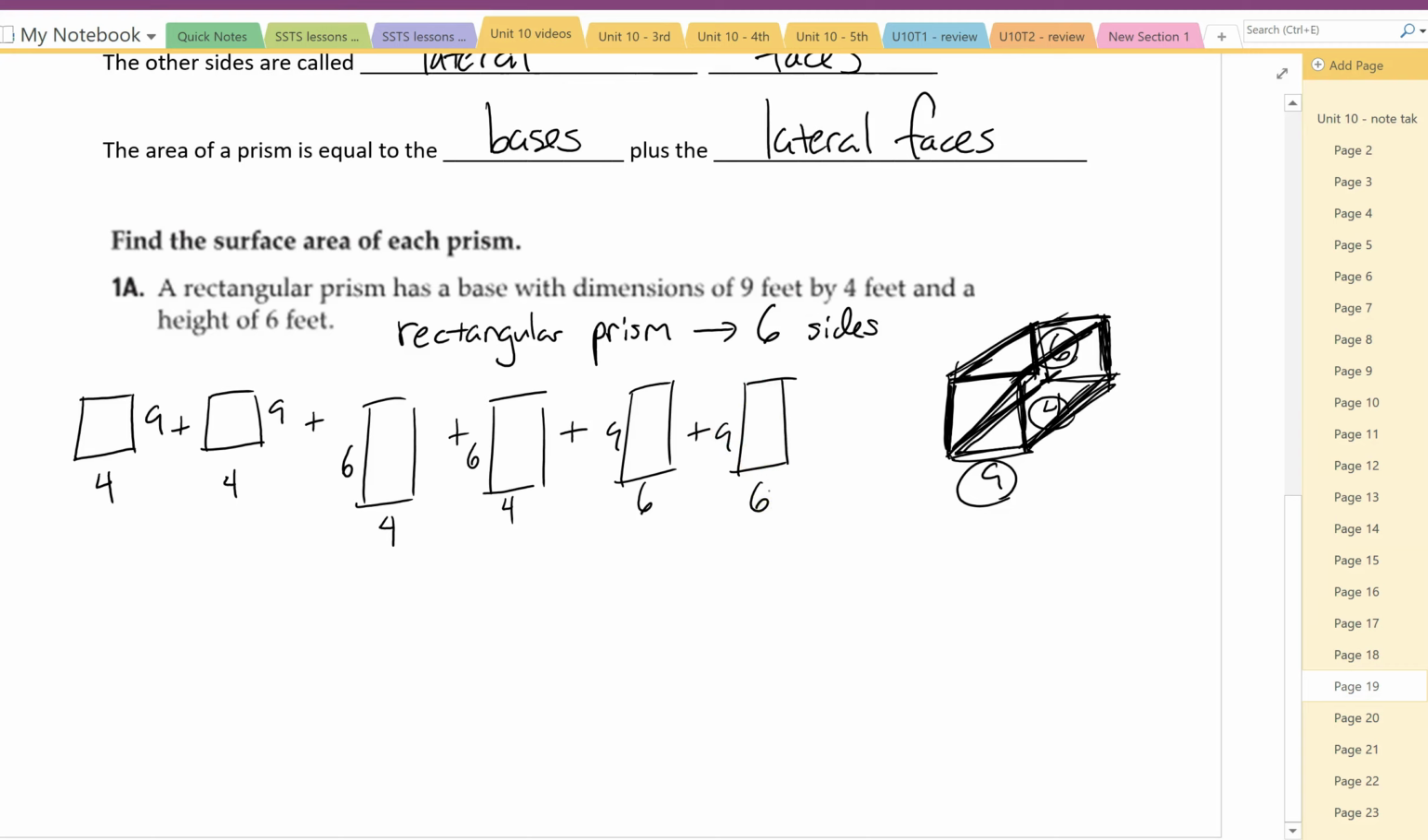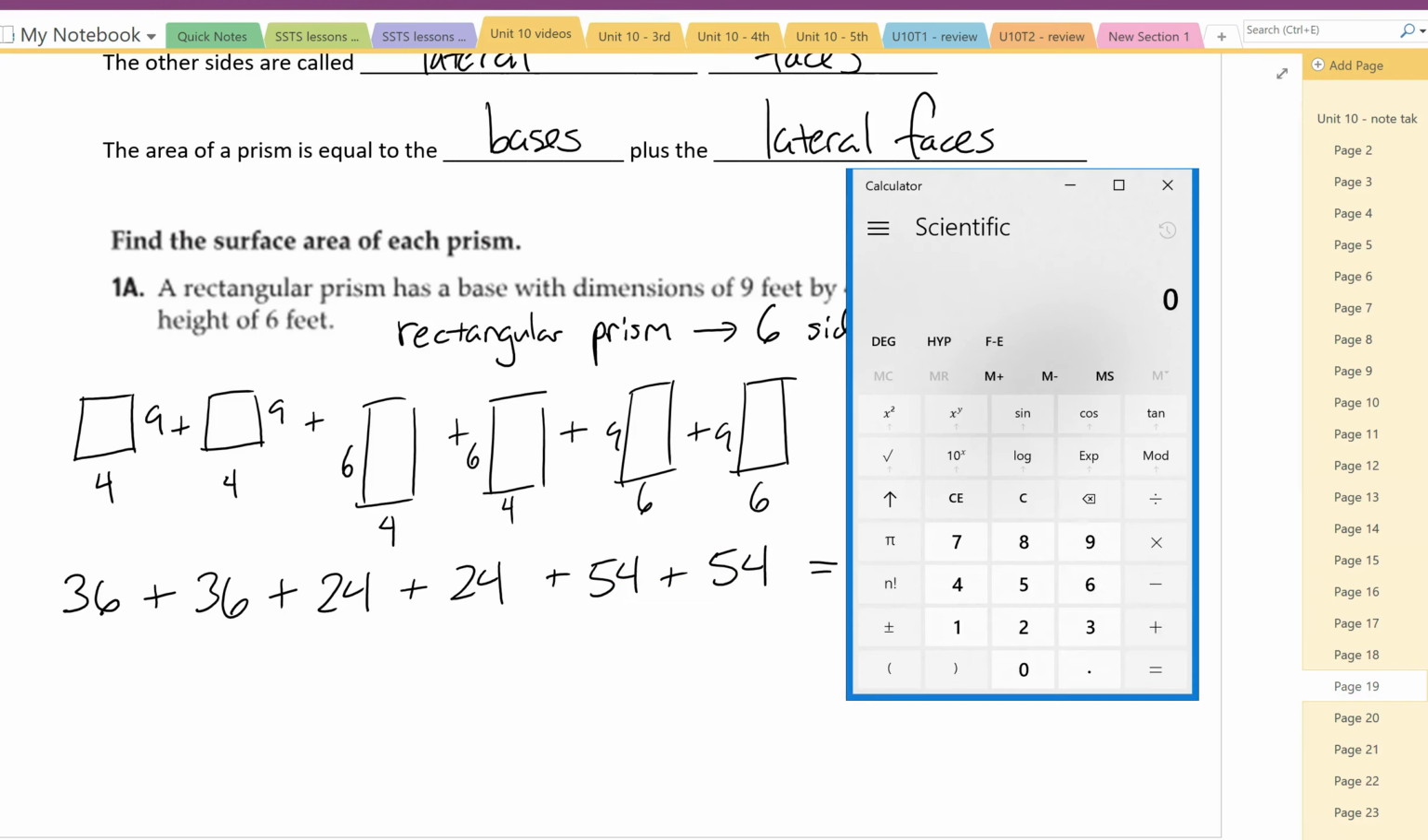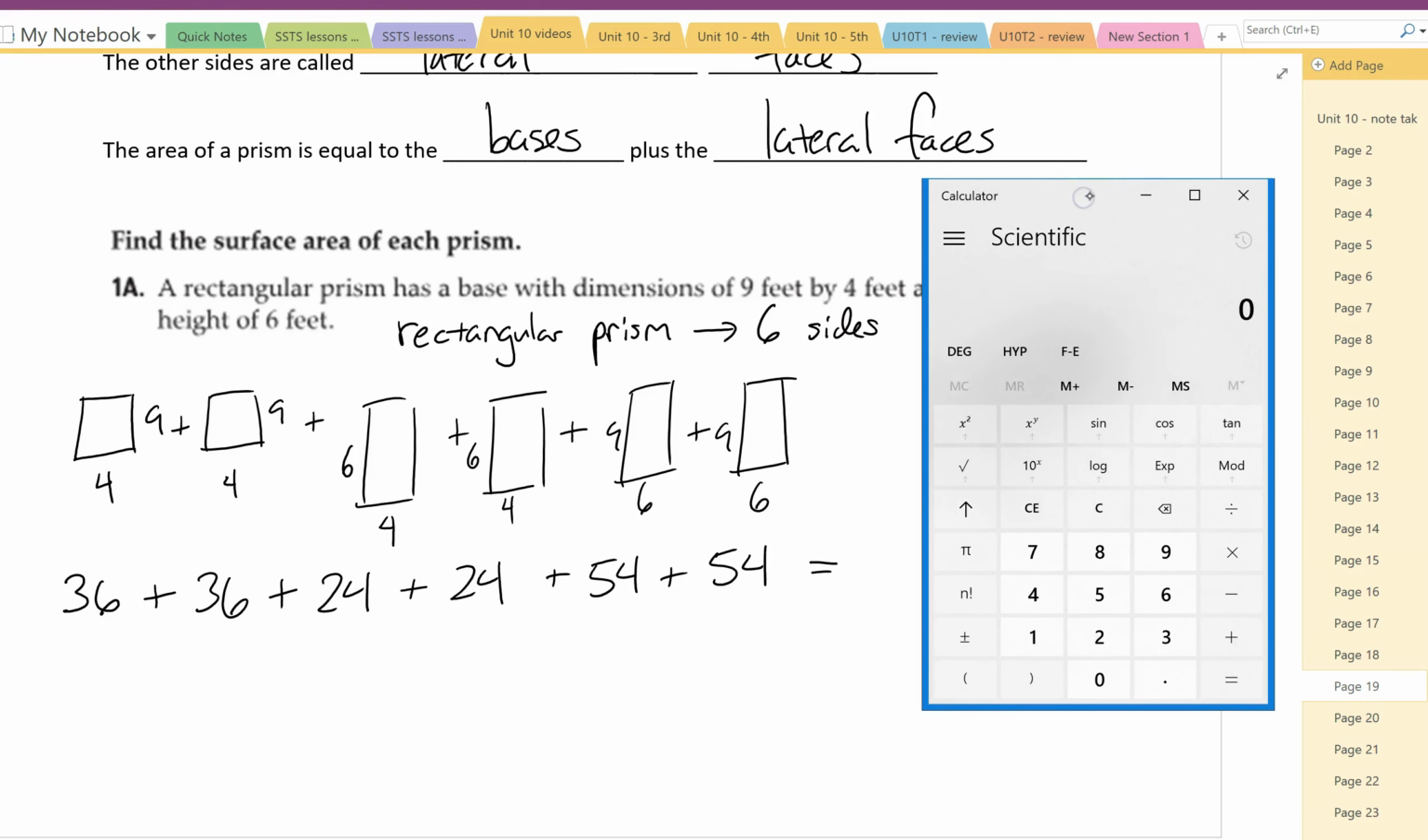So now I need to figure out what each one of these are. So 9 times 4 is 36. So this one right here is 36. Same thing right here. 6 times 4 is 24. So these two are 24s. 9 times 6 is 54. So then I'm going to have 2 54s as well. Now I just need to add these together. And I could try and do it in my head, but I'm feeling lazy. So let's just use the calculator.